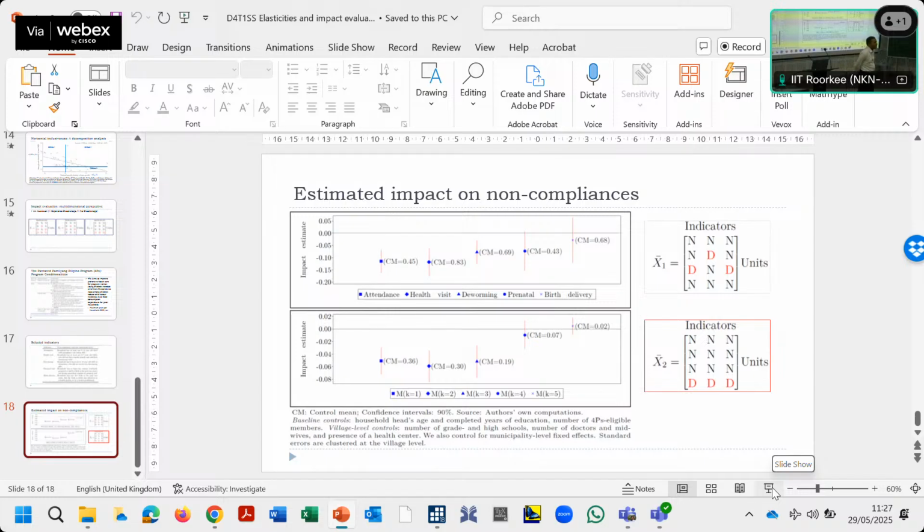Is there any way of decomposing the state-related contribution? Are you going to elasticity? No. That is MPI reduction, with the states' related contribution to the overall decline in national MPI. Is there any way of decomposing?